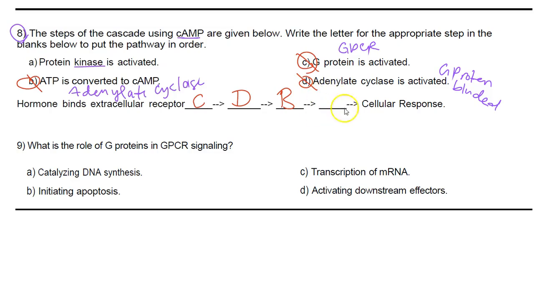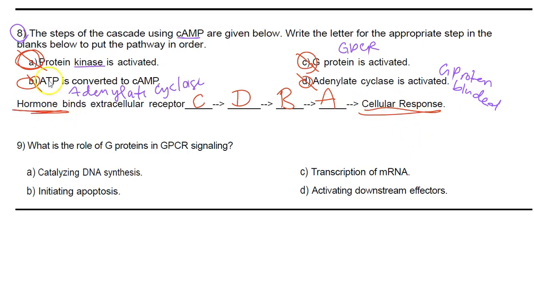Now, we already saw that letter A is going to be here, but let's talk about it. Once we have that cyclic AMP, what is it going to do? It's going to bind to kinase. Once it binds to kinase, the kinase therefore gets activated. So that's what letter A is all about. Once the kinase is activated, it's going to start adding a phosphate, or phosphorylating other proteins, for that cellular response. So there are little parts that they didn't bring in, like the kinase portion. They just called it cellular response in general.